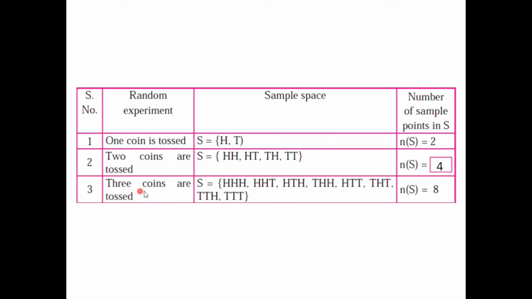In the same way, if three coins are tossed, then we get a sample space as HHH, that is on all three coins we get head, or HHT, HTH, THH, HTT, THT, TTH, or TTT. So in this sample space, we have got 8 sample points. That's why n(S) is equal to 8.